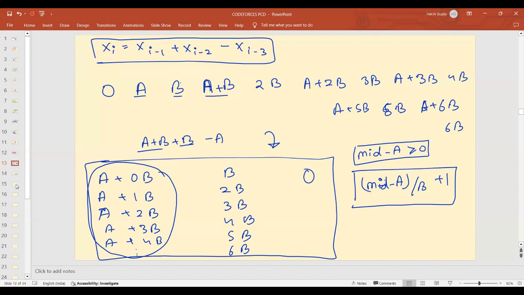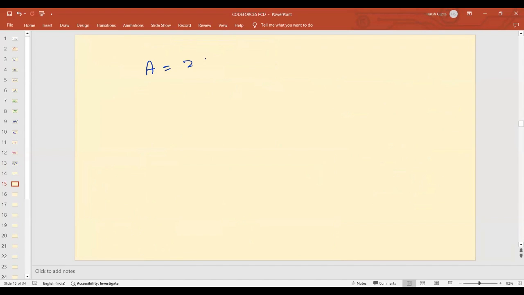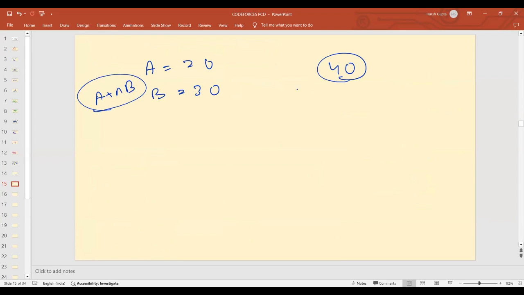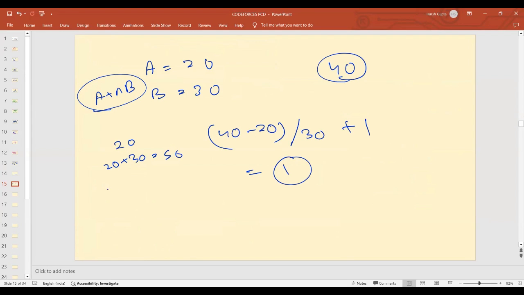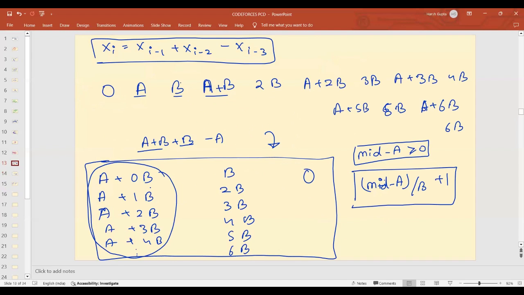Let me take an example. Let's suppose A is 20 and B is 30, and I give you the number 40. How many numbers of A plus nB type will exist? It will be nothing but (40 minus 20) by 30 plus 1, which is equal to 1. And just observe, you have the numbers 20, then 20 plus 30, which is 50, then 20 plus 60, which is 80, and so on. So the numbers lesser than or equal to 40 were only one of A plus nB type.